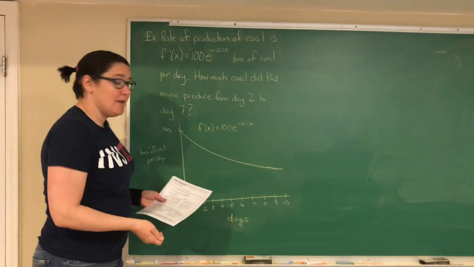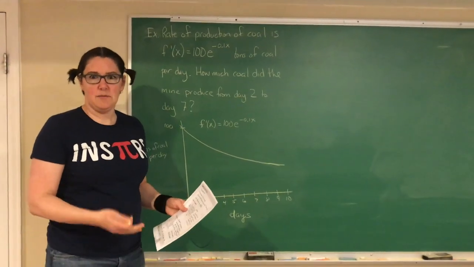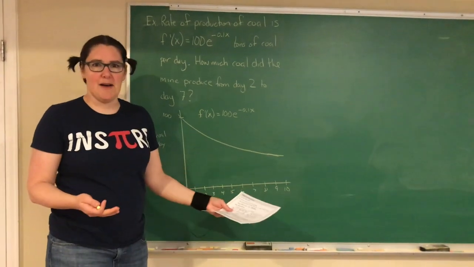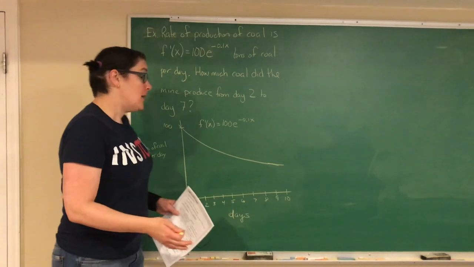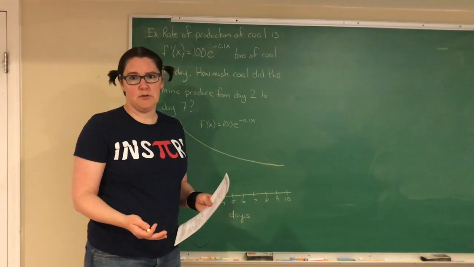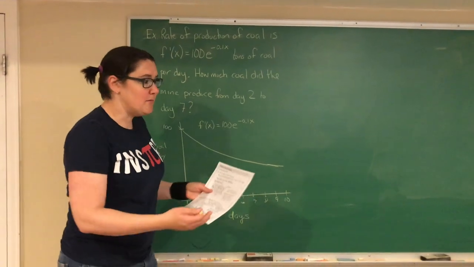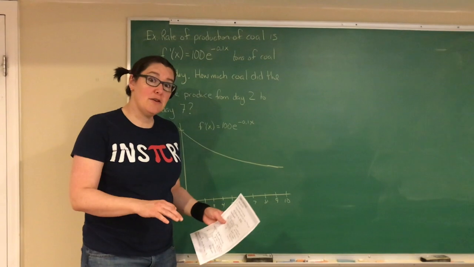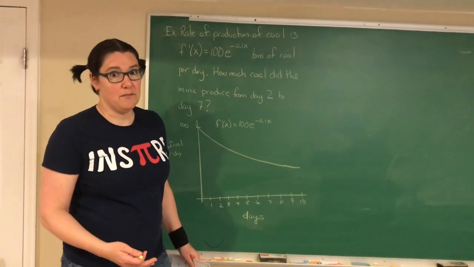The problem is that before we had 25 tons of coal per day. And we could take 25 times 5 days, and that gave us 125 tons of coal. And that was great. But here, because our rate is changing, how much coal is produced per day depends on what day it is, so we can't use that sort of multiplication idea. But what we can do is use the idea of area under a curve.